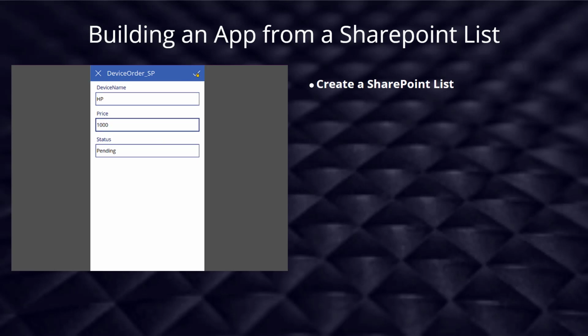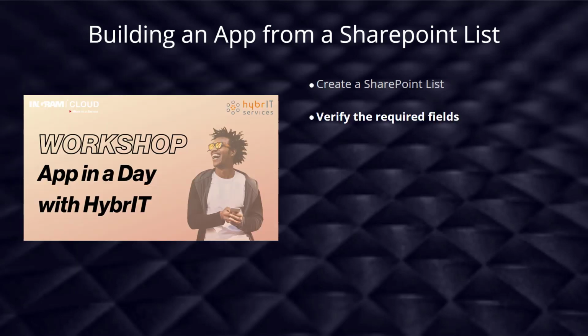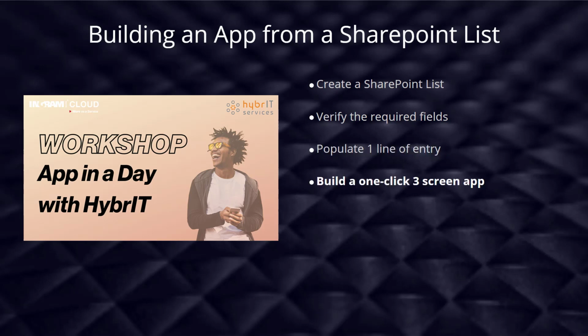and it's based around the idea of wanting to order a particular computer. What we're going to do is verify within SharePoint that the fields are required or not, because sometimes fields are required. We need to be careful about that within our apps. We're going to populate one line of entry just by hand so that we've got something to have a look at within our app. And then we're going to build the one-click 3-screen Power App. We're going to test the app just to make sure that it actually has the ability to submit data. And finally, we're just going to confirm to ourselves where this app is located.